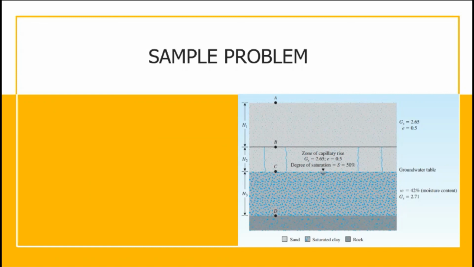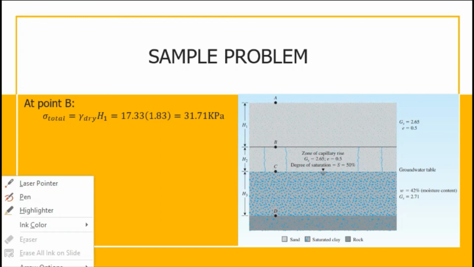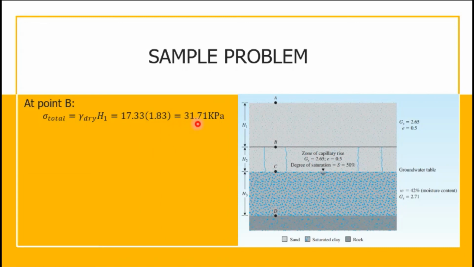Now we solve for the effective stress at point B. So at point B, the total stress is equal to dry unit weight multiplied by H sub 1, and by substituting the values, this will be 17.33 multiplied by 1.83 equals 31.71 kPa or kilonewton per square meters.